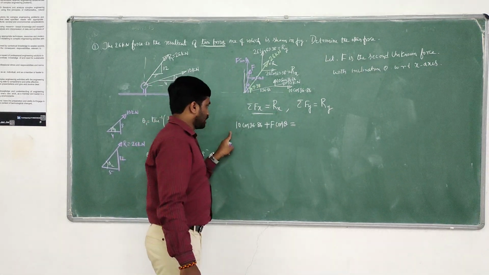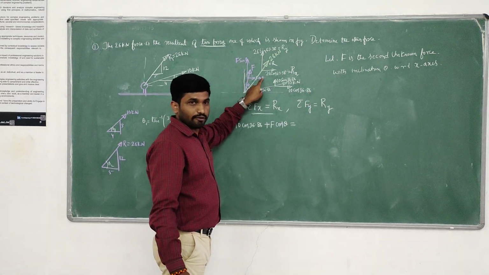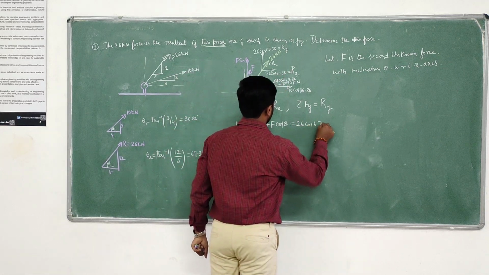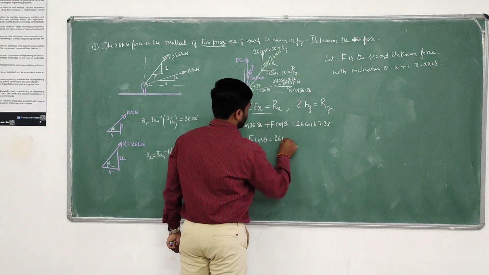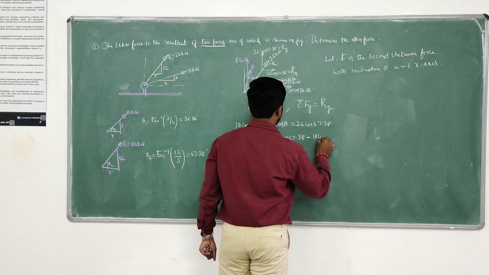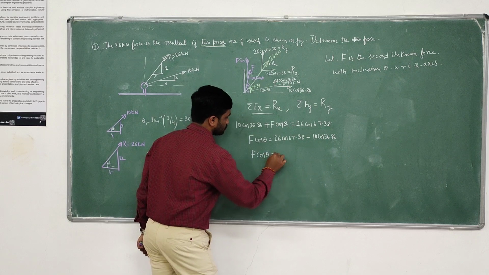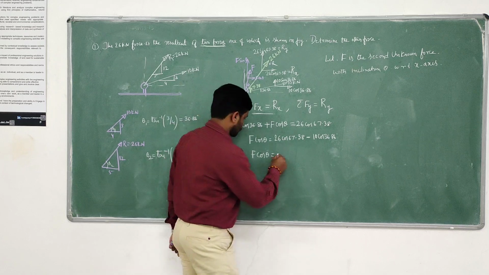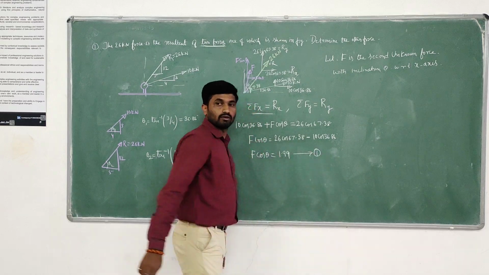Clear? Therefore, 10 cos 36.86 is the one force and F cos theta is the second force, which is equal to the resultant, that is 26 cos 67.38. Therefore, we get F cos theta equals 26 cos 67.38 minus 10 cos 36.86. If you do this, you are getting F cos theta. What is the value? 1.99. Take this as equation number 1.